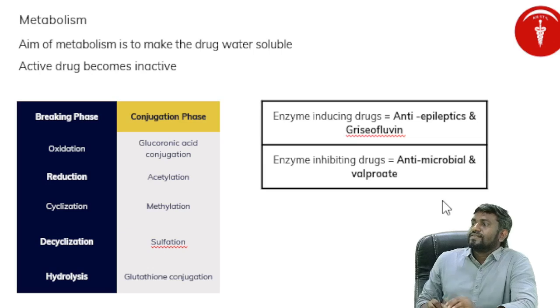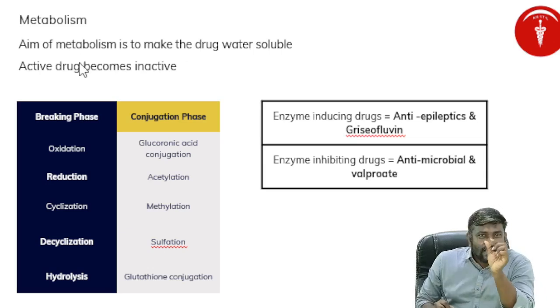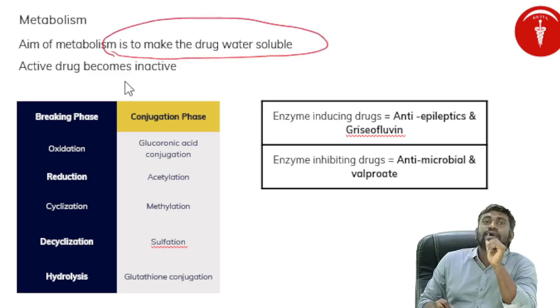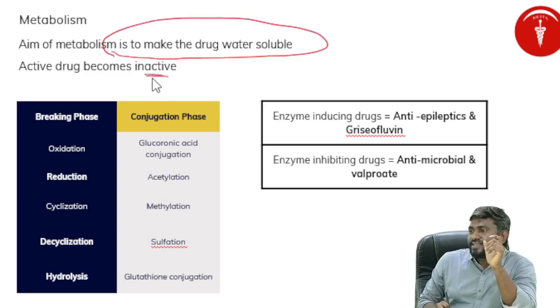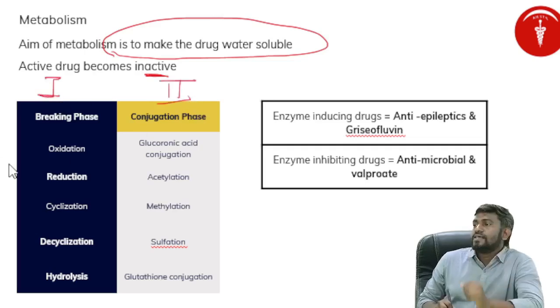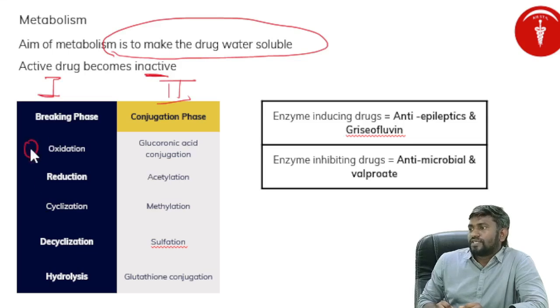Right. Here, a little bit of extra knowledge about metabolism. Remember, the main aim of metabolism is to make the drugs water soluble, and to make the drug also become what? Inactive. There are two phases which we have to know thoroughly for the exam. That is phase 1, which is called the breaking phase, and phase 2, which is called what?